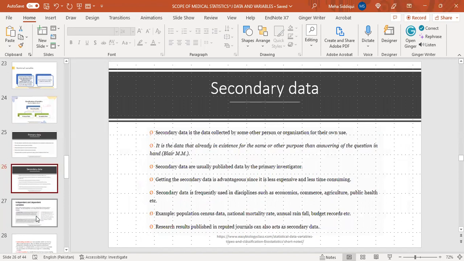Then comes secondary data. It is the data collected by some other person or organization for their own use. It is the data that is already in existence for the same or other purpose in answering the question at hand. They are usually published data by the primary investigator. Getting the secondary data is advantageous because it is less expensive and less time consuming. It is frequently used in disciplines such as economics, commerce, agriculture, public health. An example is population census data, national mortality rate, annual rainfall, budget records. These all are examples of secondary data. And another is research results published in reputed journals, which can also act as secondary data.